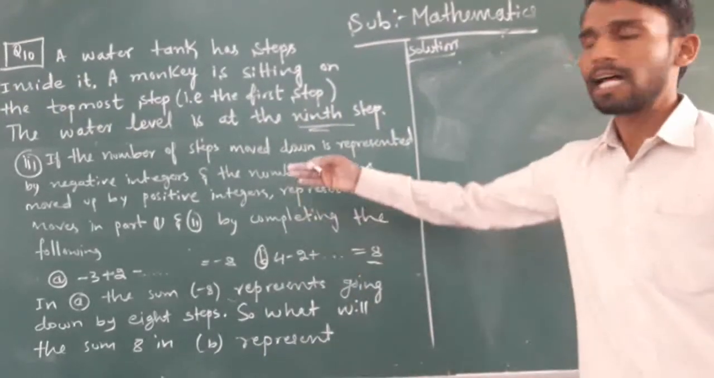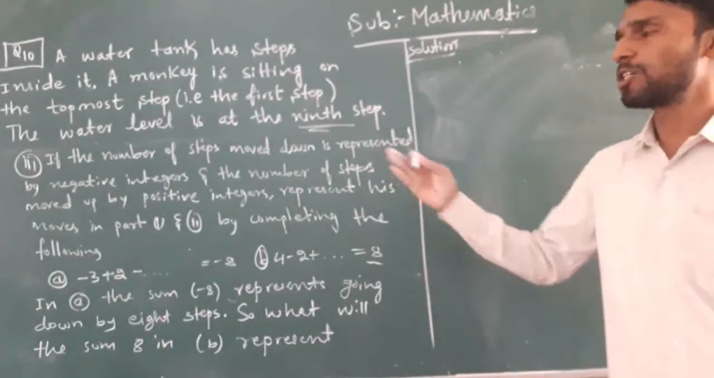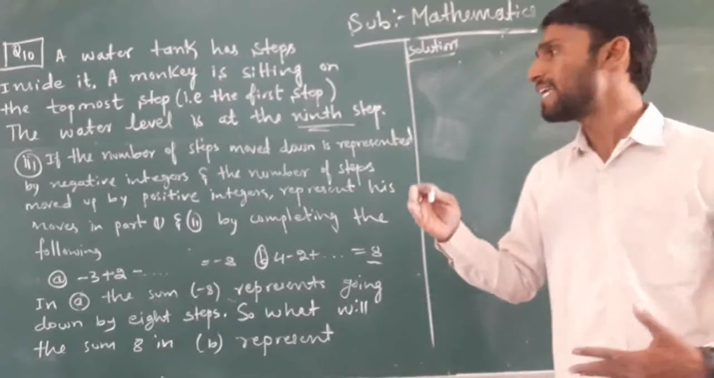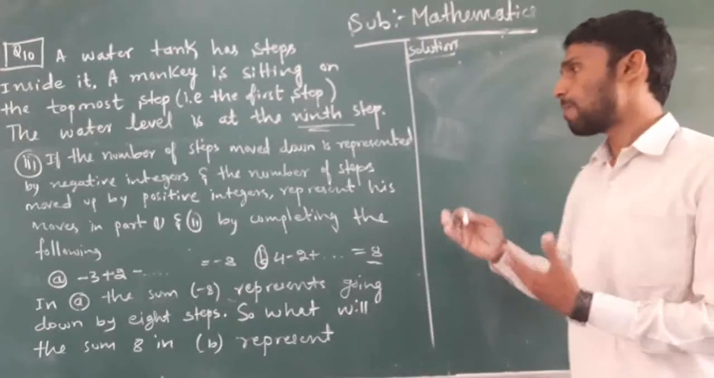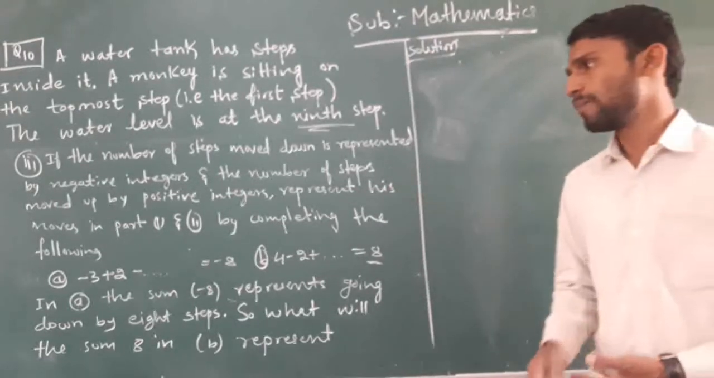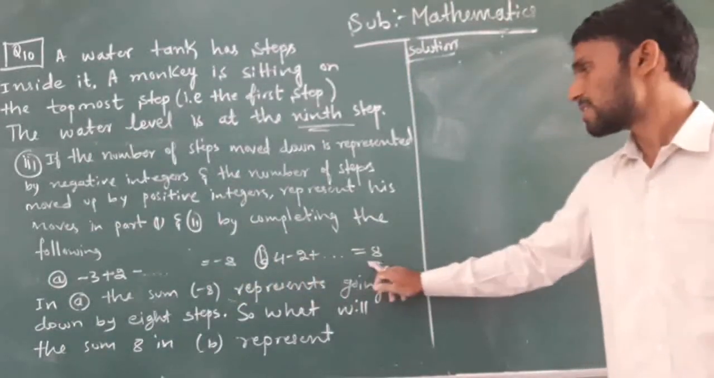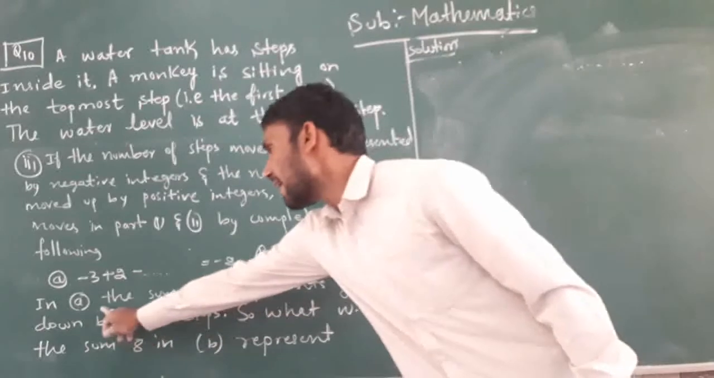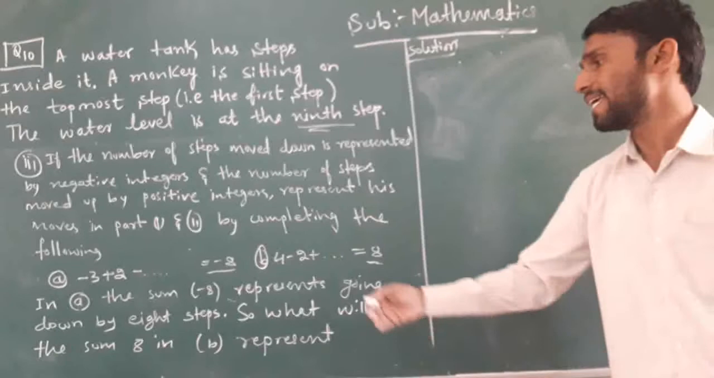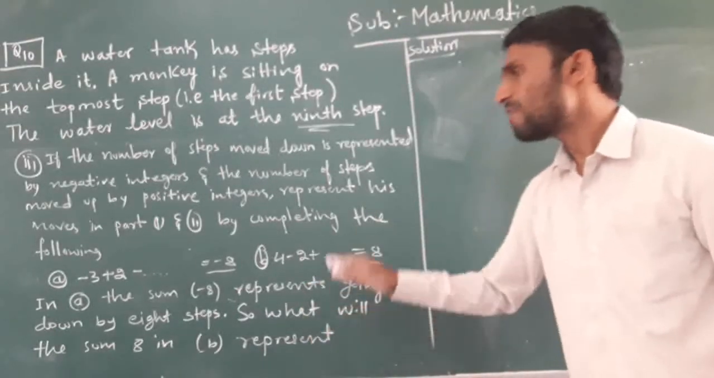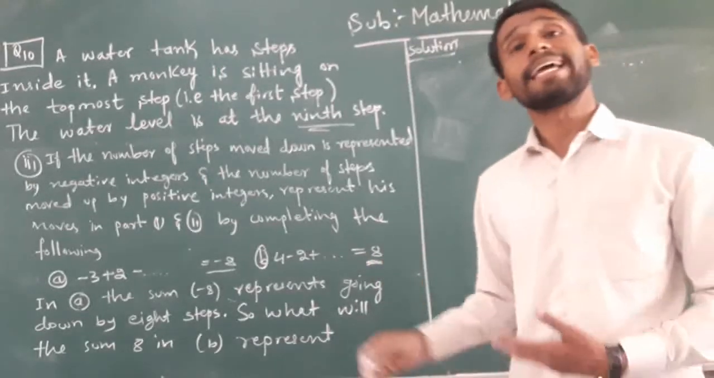Dear student, this is the last part of this question. If the number of steps moved down is represented by negative integers, and the number of steps moved up by positive integers, represent the moves in part 1 and part 2 by completing the following. See, A, that is the minus 8. B, 4 minus 2, that is the 8. See, in A, the sum minus 8 represents going down by 8 steps. So, what will the sum 8 in second B? This side is represented in the B.